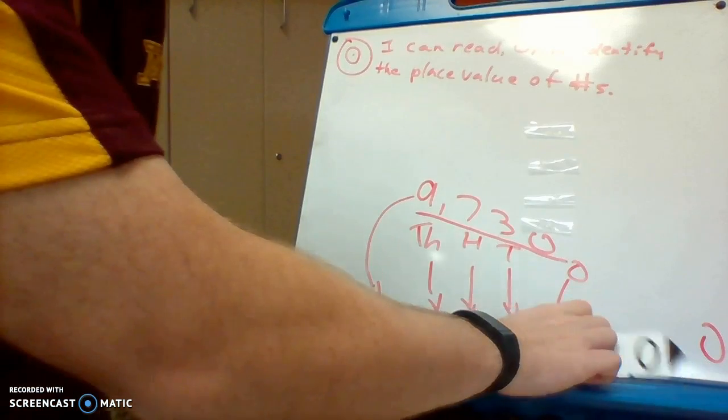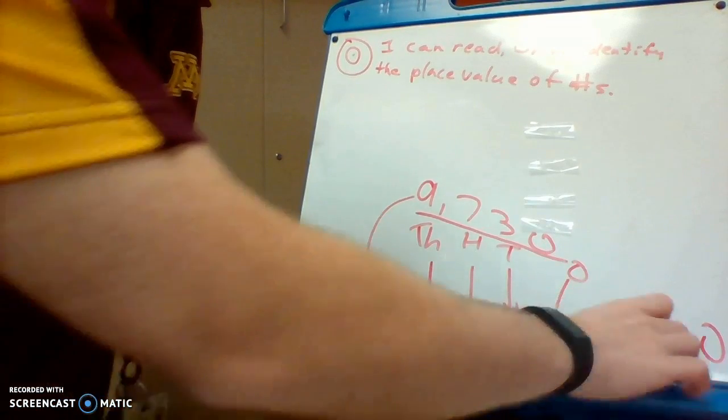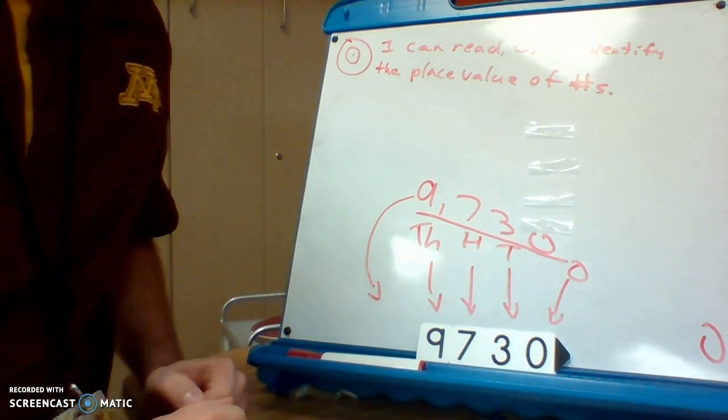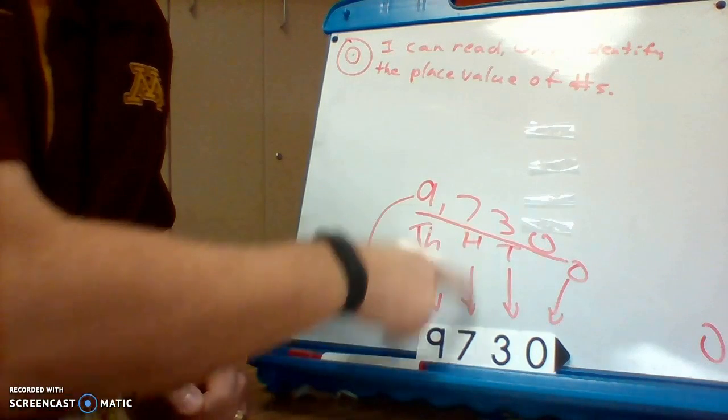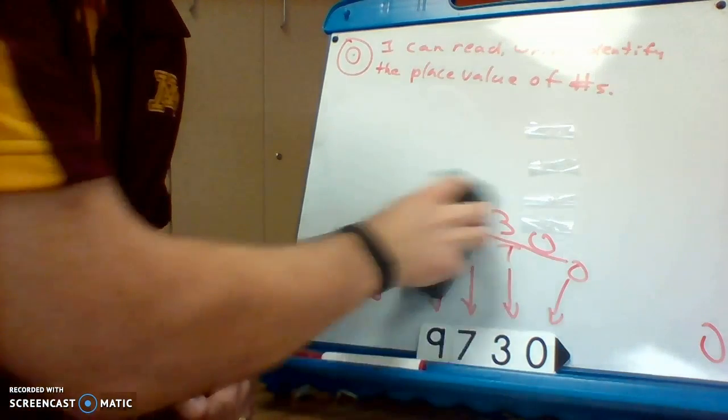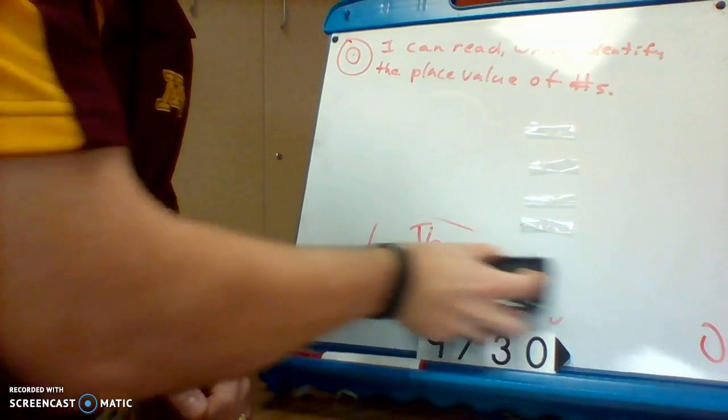When this number is put together, though, it looks like that. And we read it as 9,730. Remember, this is thousands, this is hundreds, this is tens, this is ones. Now I'm going to show you something different.